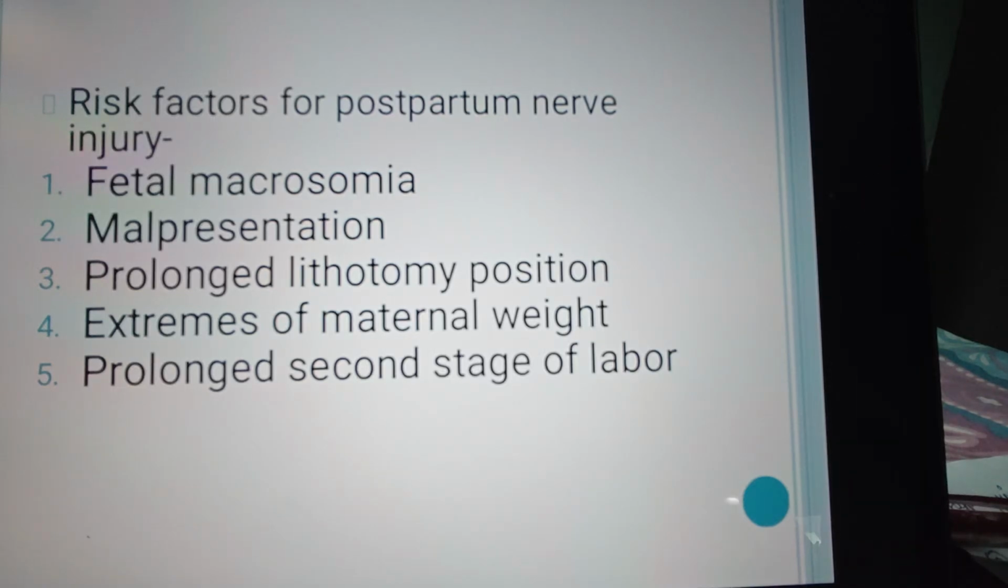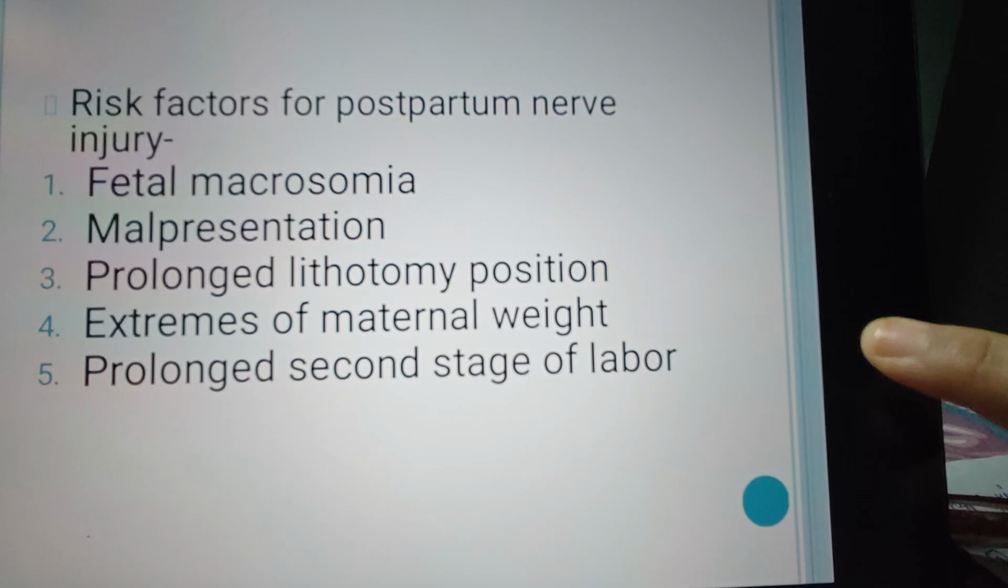Now, what are the risk factors where we can suspect this nerve injury? If the baby is larger, meaning fetal macrosomia, the delivery will be difficult. Malpresentations like breech delivery, and prolonged lithotomy positions also cause nerve injuries. Extremes of maternal weight: if the mother is very underweight and there is a normal delivery, or if the patient is obese, these are risk factors for postpartum nerve injury. Prolonged second stage of labor is also a risk factor.